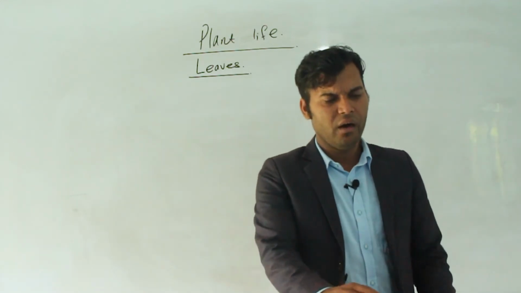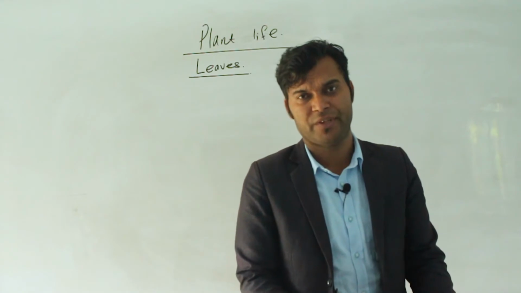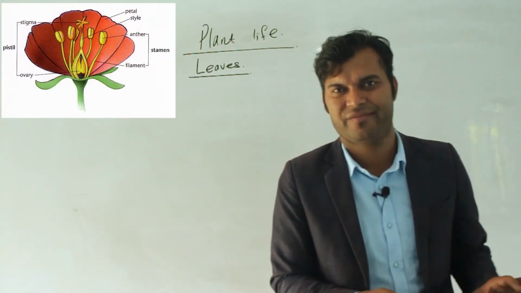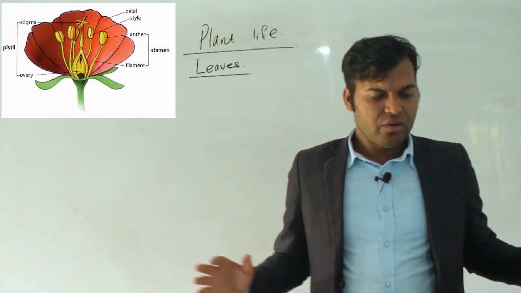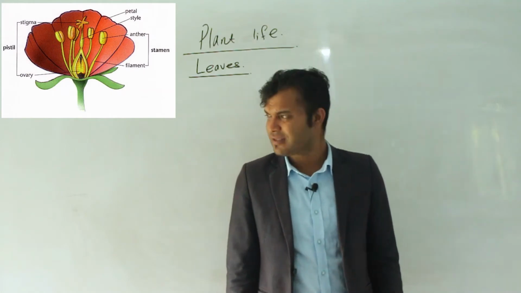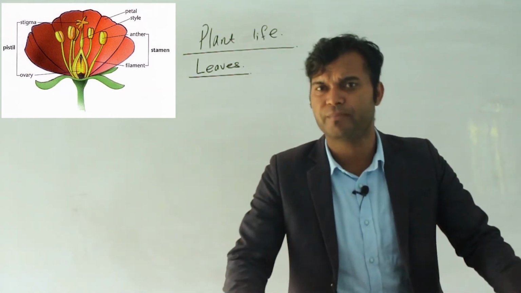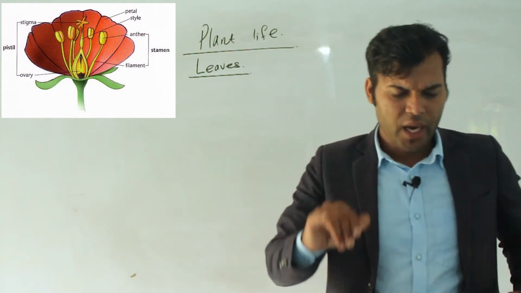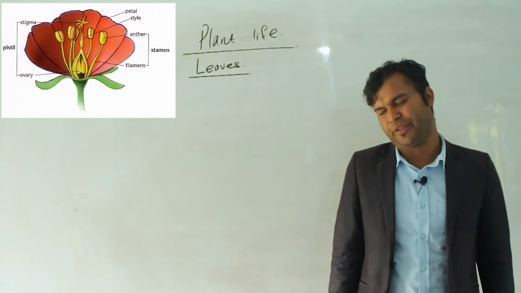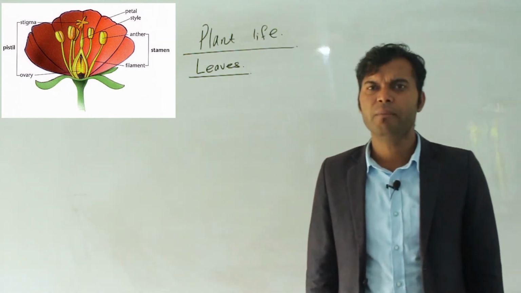Okay, now it is our turn to look at the flowers. Look there in the diagram. The next part is the flowers. Flowers grow on a stem like a leaf or a branch. They are often colorful and make the plant look beautiful.